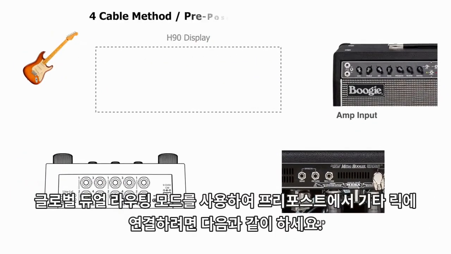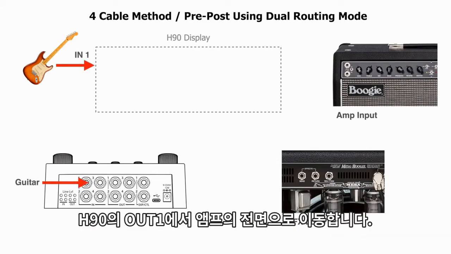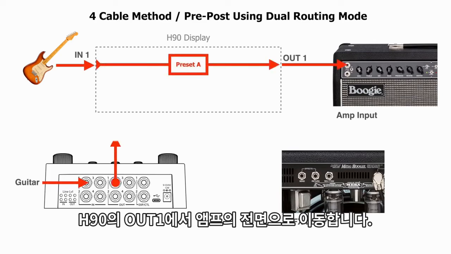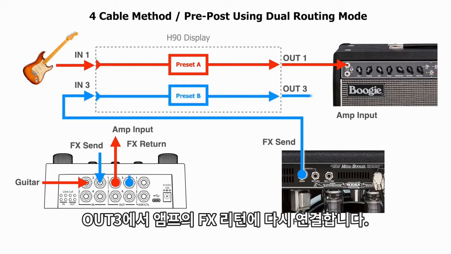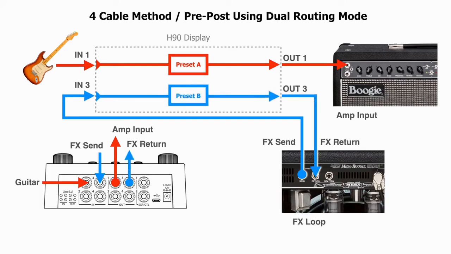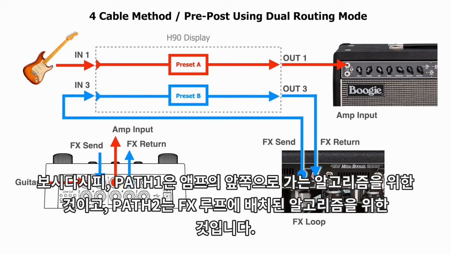To connect to a guitar rig in pre-post using the global dual routing mode, connect the guitar to in1. From out1 of the H90, go to the front of the amp. From the amp's effect send, connect to H90's in3. From out3, connect back to the amp's effects return. As we can see, path 1 is for algorithms going to the front of the amp, while path 2 is for algorithms placed in the effects loop.